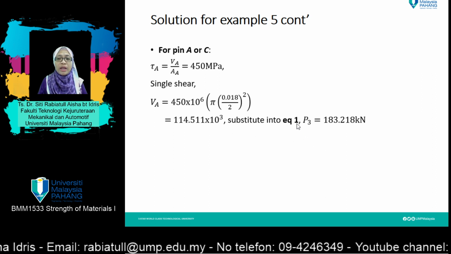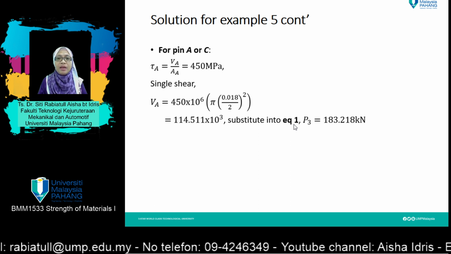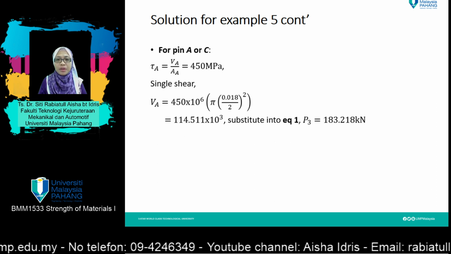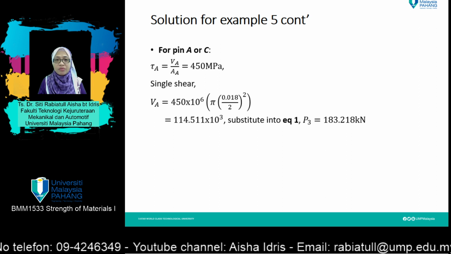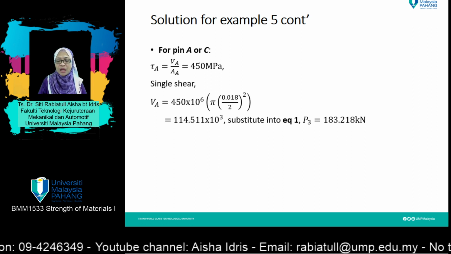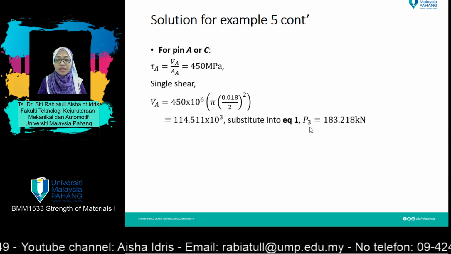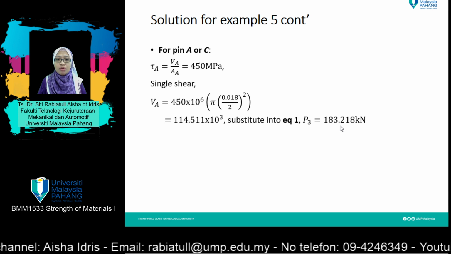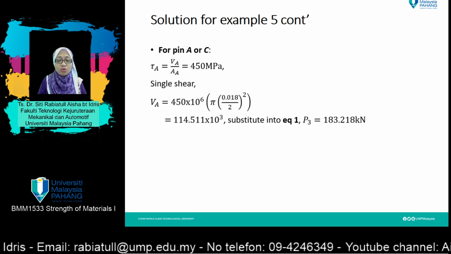Why equation 1? Because we are using point A and C, so it's only valid for equation number 1. Equation number 2 is for the location at B. So from there we'll get the value of another P, which is P3 equals 183.218 kilonewton. From there, basically we have 3 different values of P.